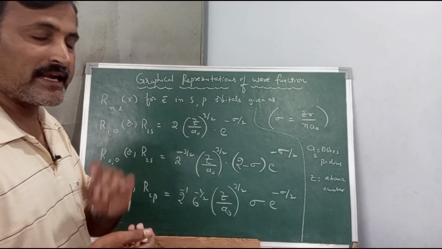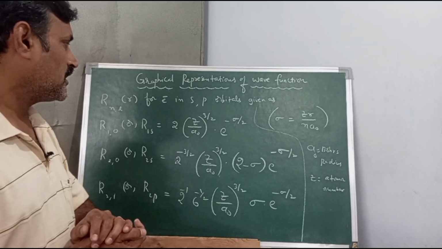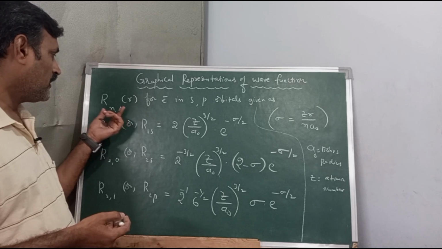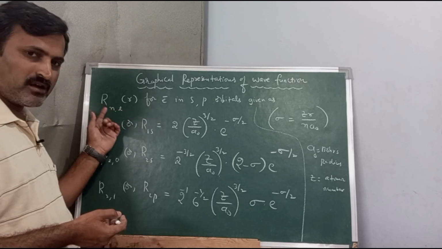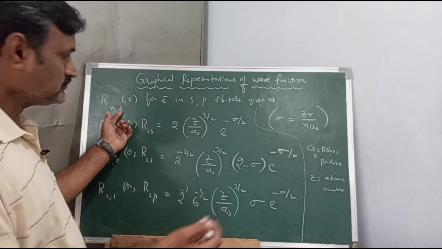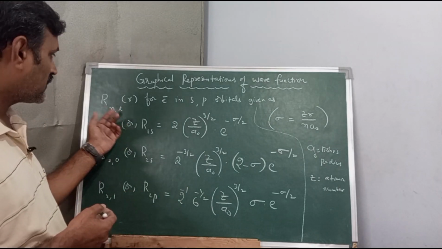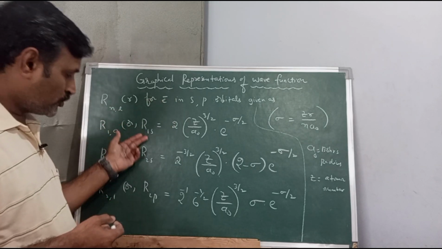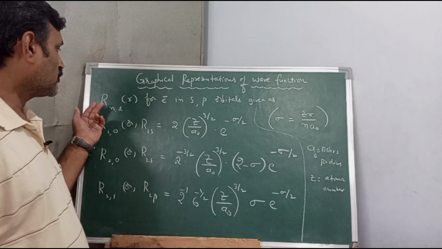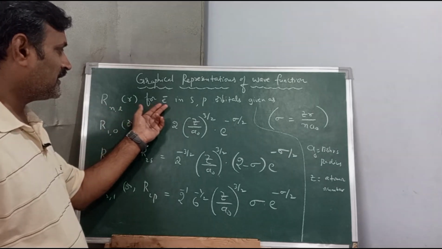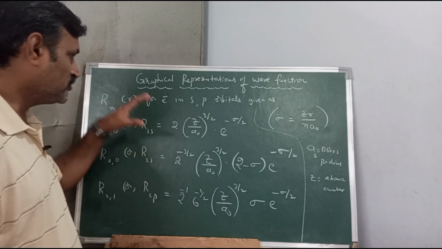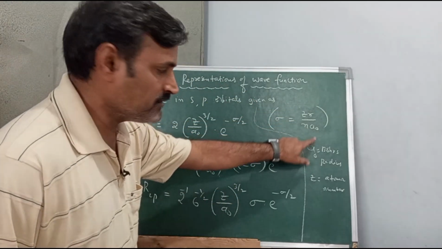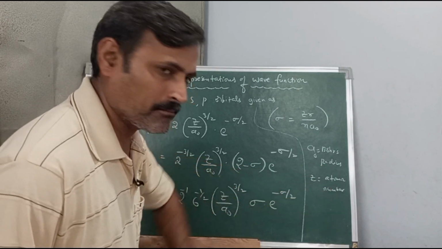Once we solve the radial part of the Schrodinger wave equation, we will come to know that the radial part R(n,l) depends on the principal quantum number as well as the azimuthal quantum number. If this is for S and P, these solutions come down. This radial part is for an electron in S and P orbitals, and it comes with a constant sigma, which is Zr by n a0, in which a0 is Bohr's radius and Z is the atomic number.